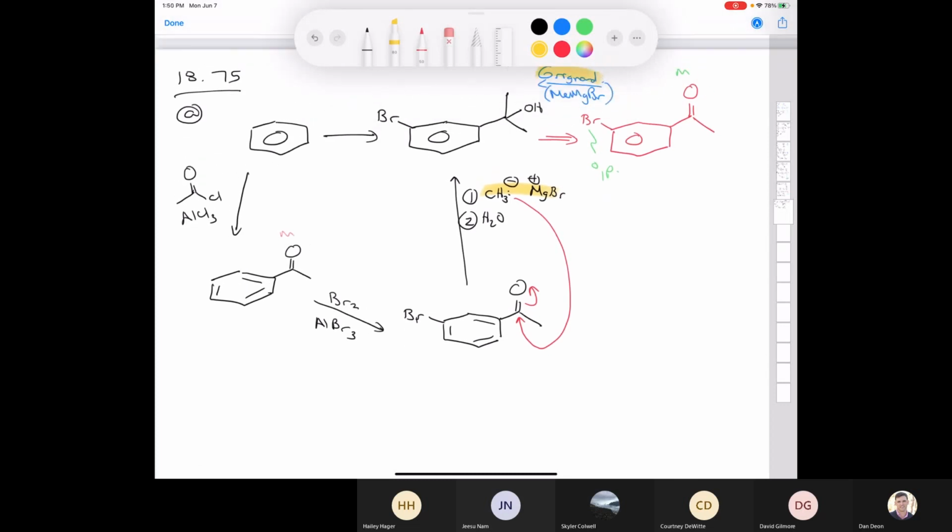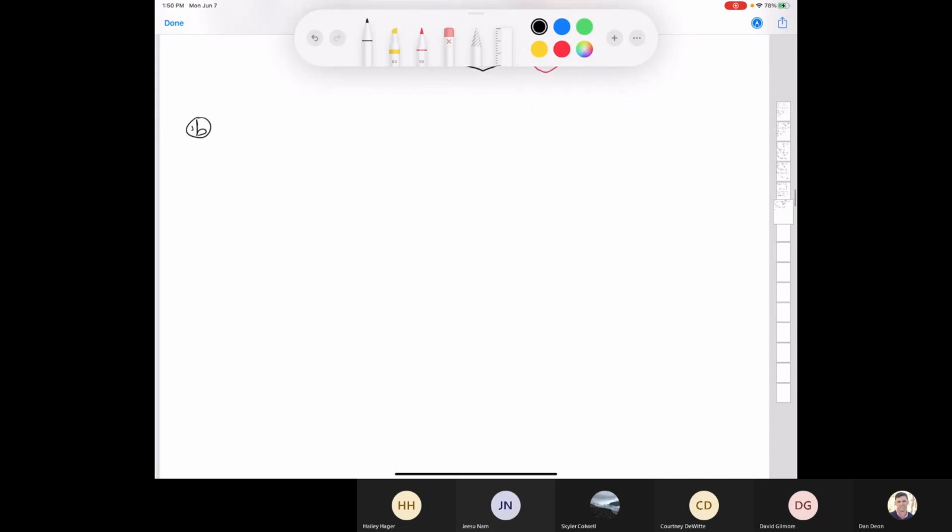The next one, I kind of wanted to leave the first one up. I'm running out of space here. Anyhow, let me write down the second one here. So this is 18.75. Nah, I'll just have to take more space. So this is 18.75.